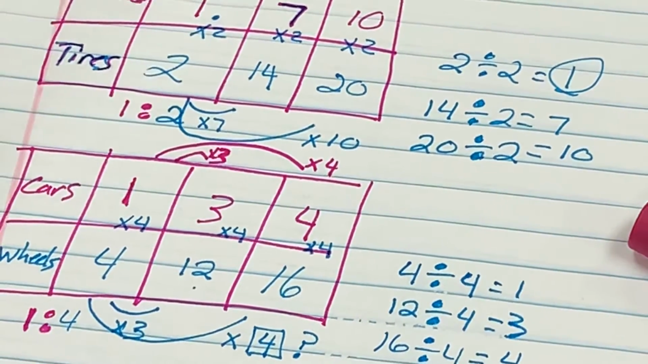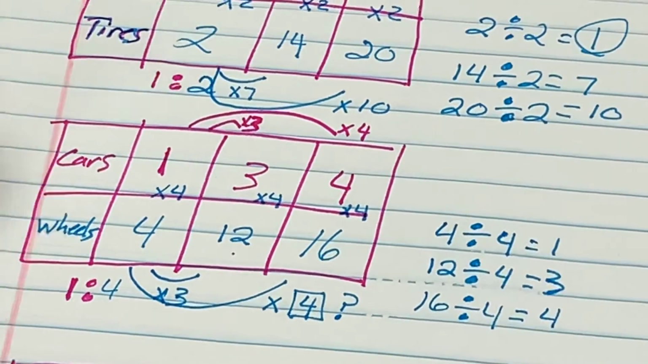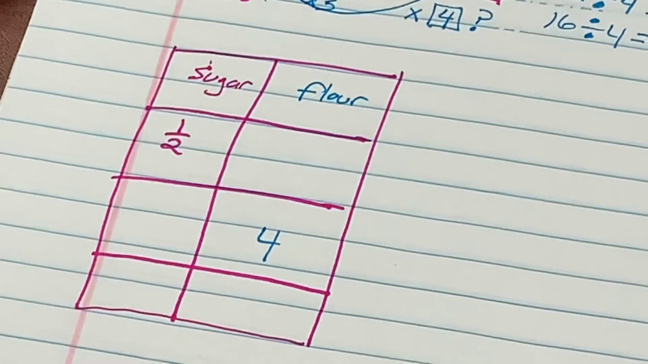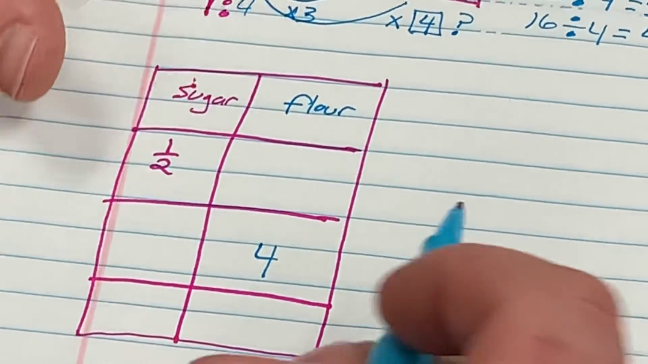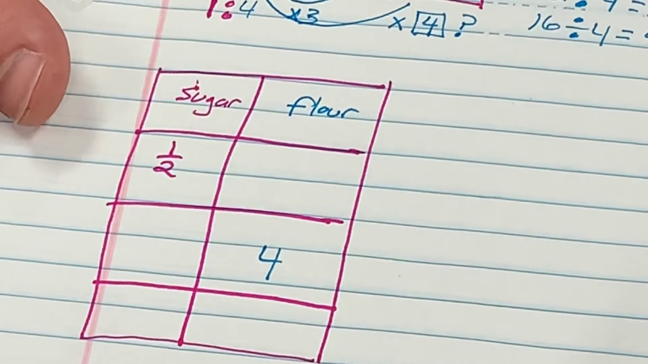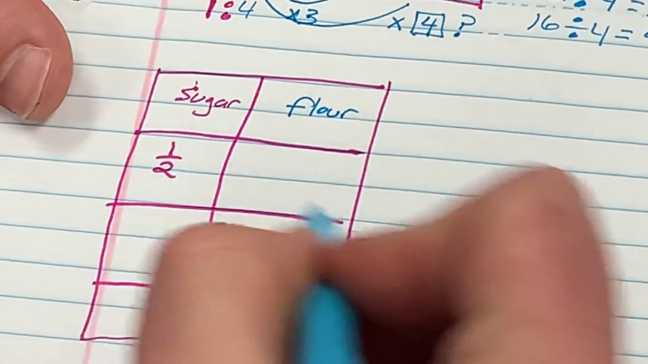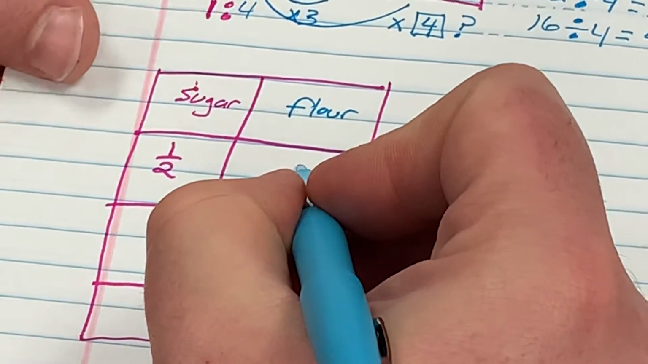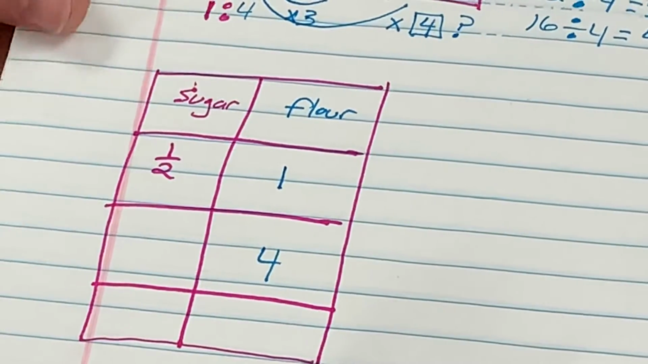The last one I will show you would be related more to maybe cooking. And this has some fractions with it, so it'll be a little bit more challenging. We're going to be talking about sugar and flour. A lot of times when we're baking, we use sugar and flour. So we're going to say for every half cup of sugar, we need 1 cup of flour.